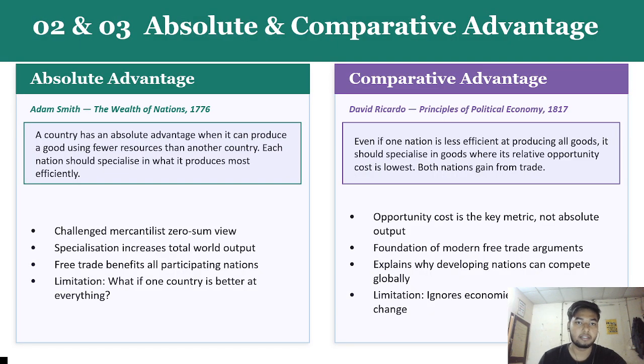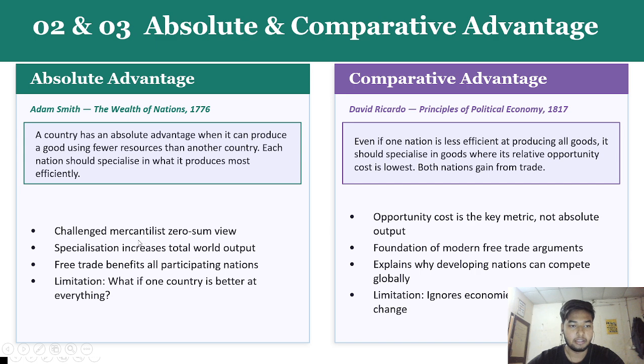Second and third are absolute and comparative advantage. Absolute advantage means a country has an absolute advantage when it can produce a good using fewer resources than another country. Each nation should specialize in what it produces most efficiently. There are some key points.